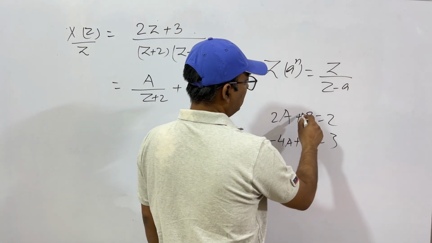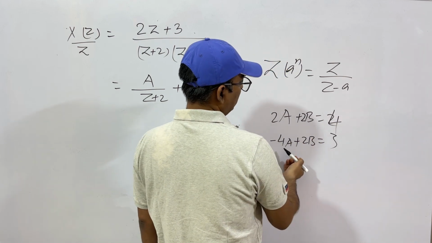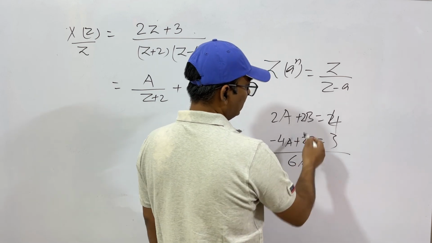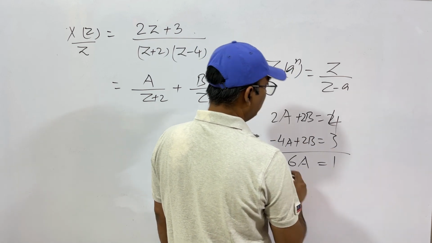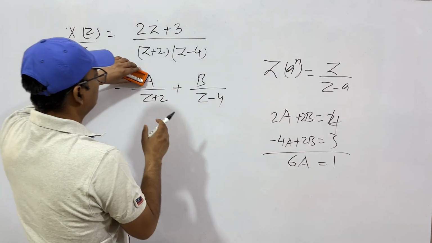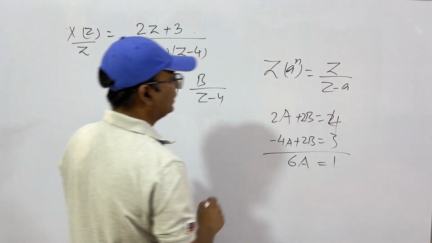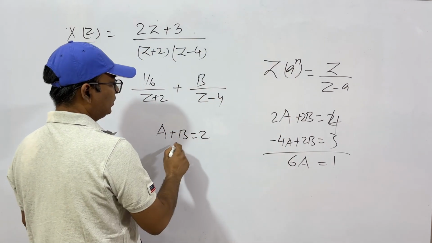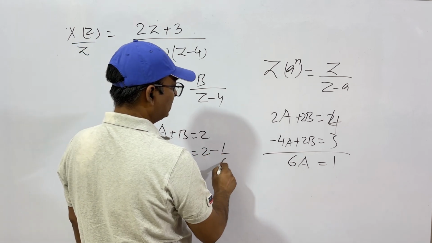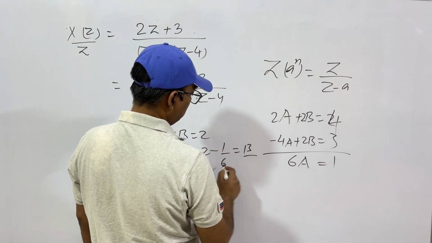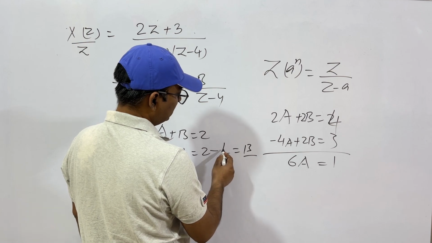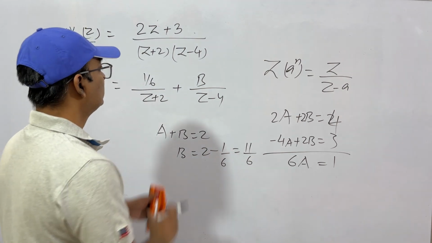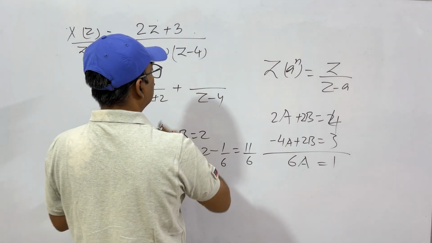So let's multiply by 2: 2A plus 2B is 4. Okay. Now let's subtract this from this. So 2A minus minus 4A will be 6A. This minus this is gone. 4 minus 3 is 1. So A is 1 by 6. So here we get A, that is 1 by 6. And we have seen A plus B is, I'm writing it here, A plus B is 2. Okay. So B is 2 minus 1 by 6. This will be 13 by, no, not 6, 12. 12 minus 1 is 11, not 13. So this is 11 by 6. Okay. So this term is 11 by 6.